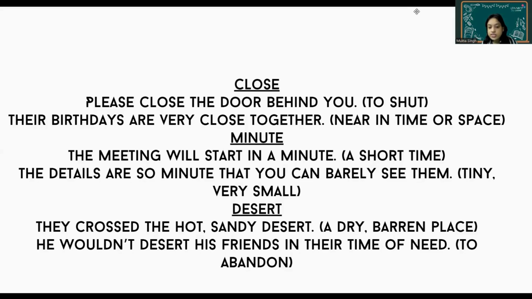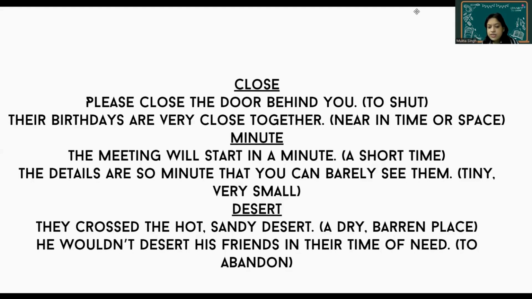Now, the next term we have is minute. So, in this case, also the word has different pronunciation. In the first case, it is minute, which is a short time. So, the meeting will start in a minute. And the second pronunciation is minute, which means tiny or very small. And the example sentence is, the details are so minute that you can barely see them.